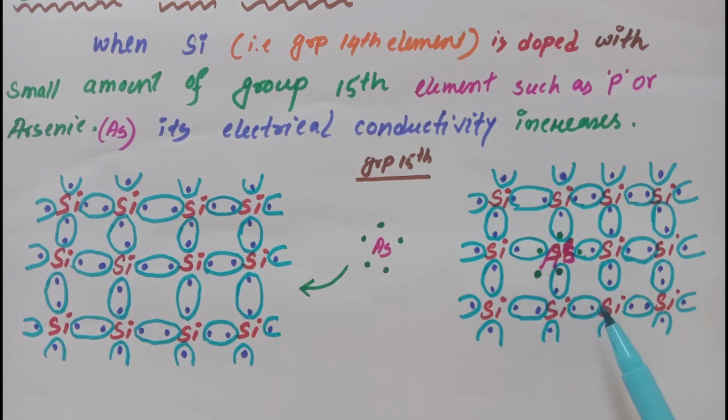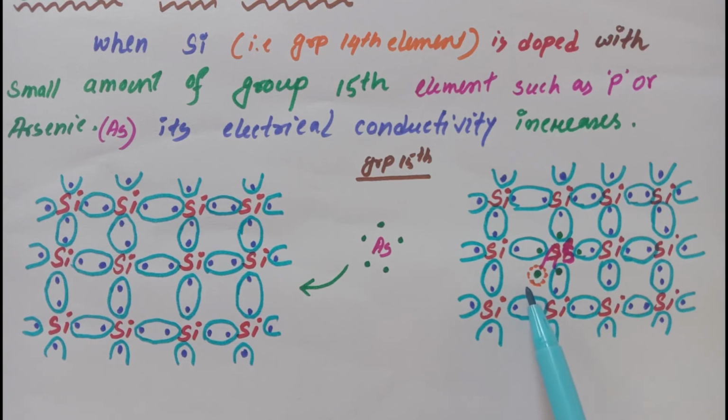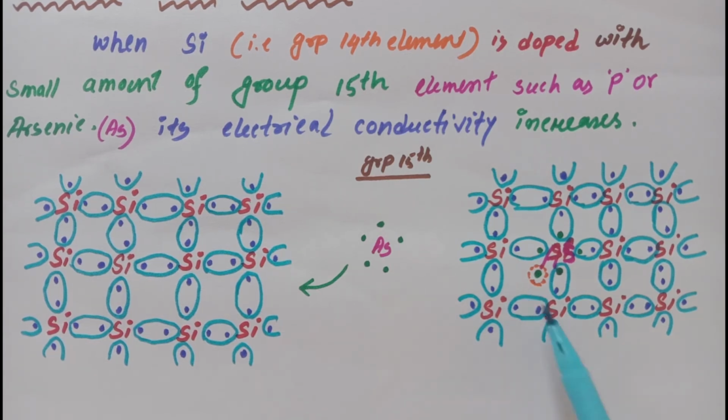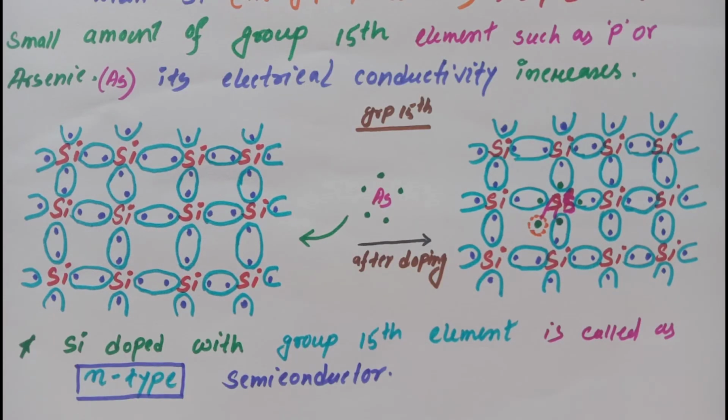After forming 4 bonds with silicon atoms, 1 excess electron is left on it. Since this electron is not involved in bonding, it becomes delocalized. This delocalized electron increases the conductivity of the doped silicon. Excess of electrons means an increase in negative charge. That is why silicon doped with a group 15 element is called an n-type semiconductor, and the increase in conductivity is due to the negatively charged electron.